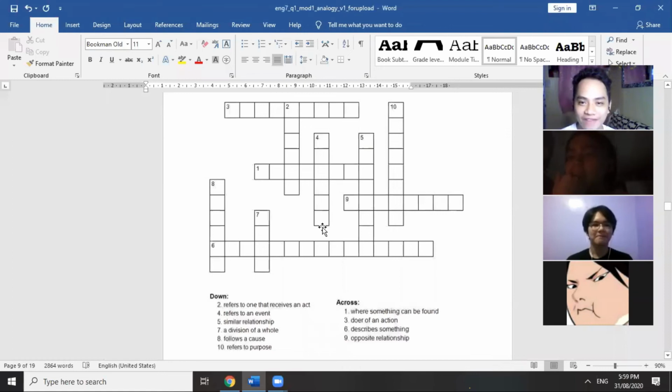Similar relationship, 5 down. Synonyms. I think synonyms, right? If you have other answers, let me know. 7, division of a whole. Division of a whole, P-A-R-T, part. Follows a cause, 8 down. Effect, E-F-F-E-C-T.